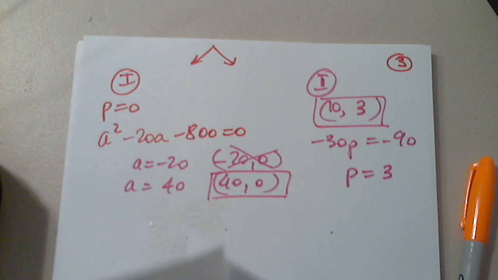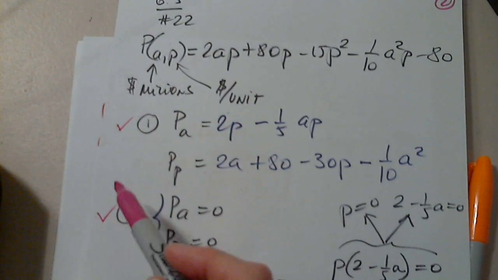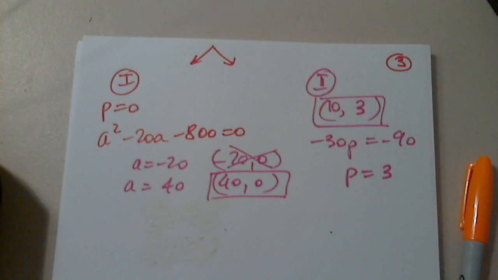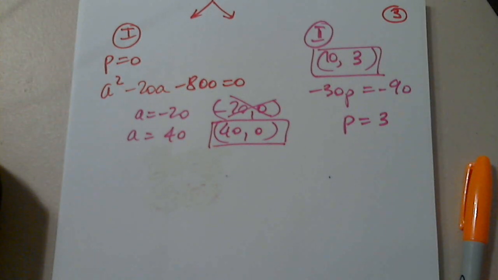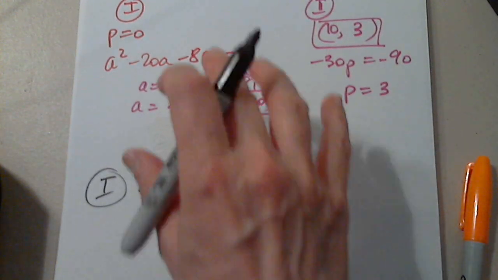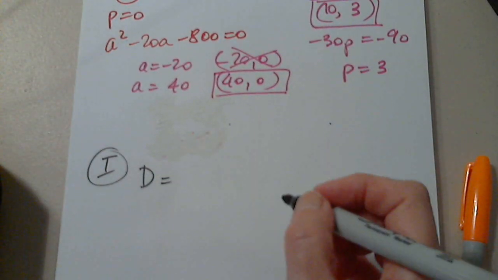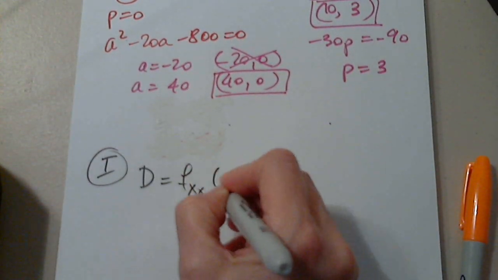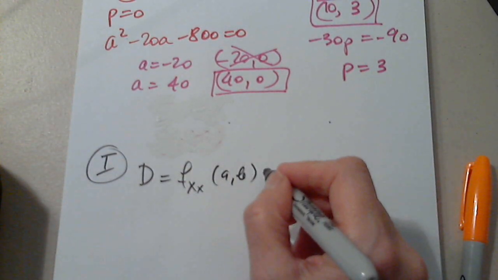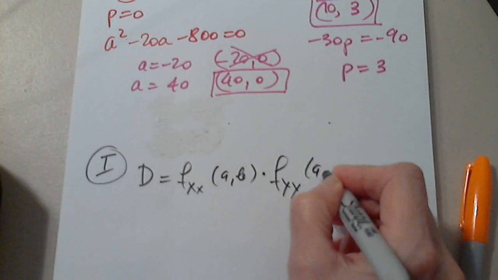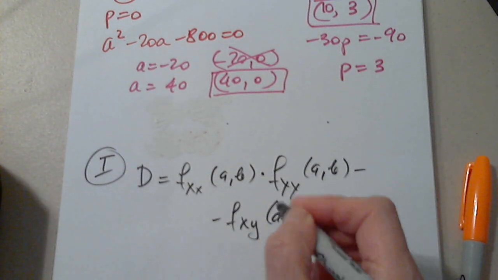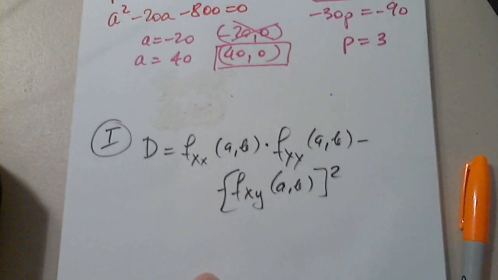Okay, perfect. So first step is done. Second step is done. We obtained these 2 points. And now in step 3, all we have to do is calculate the D test, or calculate the D number for both. So in the first case, here's D. Before we put the numbers in, let me just write it out so you remember it. Fxx at this point, I'm going to call it A comma B, just for now, times Fyy at A comma B minus Fxy at A comma B, any point that we are going to look at, squared.